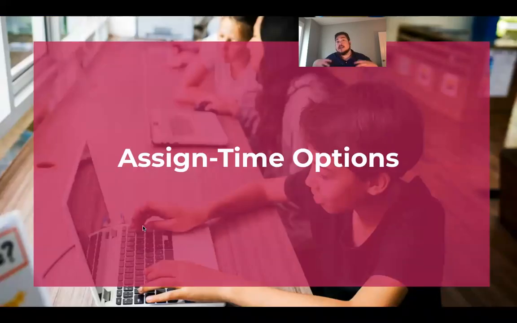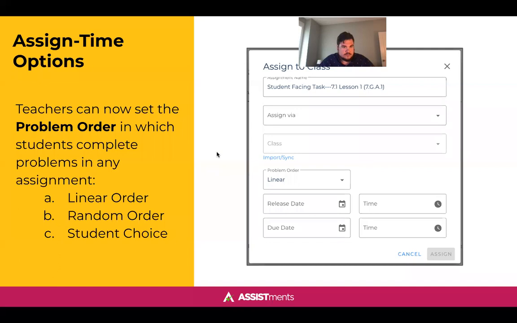And so now that we've created a custom problem set, or let's say you've created a problem set and you're ready to assign, we have some additional assign time options that we want to share with you. So teachers can now set the problem order in which students complete problems in any of their assignments. We have three options for this, including linear, random, and student choice.